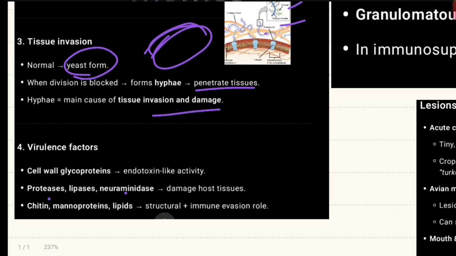So the form of the fungus which is responsible for the tissue invasion is the yeast form of the fungus. And another thing is that whenever there is an unfavorable condition in the body, the division is blocked. So now it won't produce any other yeast through the process of budding. Rather, the yeast converts itself into the hypha, and these hyphae are elongated structures. They have the capacity to penetrate deeper into the tissues. So during that penetration, there will be damage and tissue invasion will be noticed.